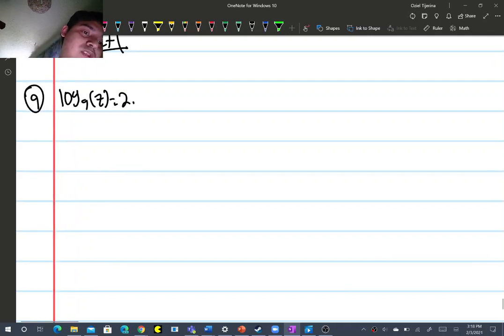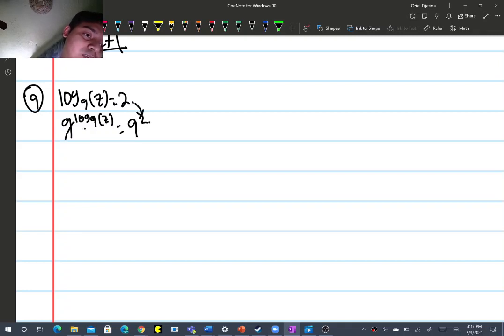And then we have number 9, which is log base 9 of z equals 2. So we can say 9 to the log base 9 of z is equal to 9 squared. We can say that z and our log cancels out, so z is going to equal 81. Okay.